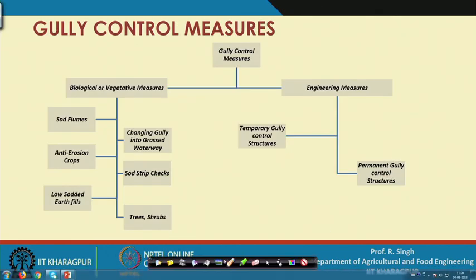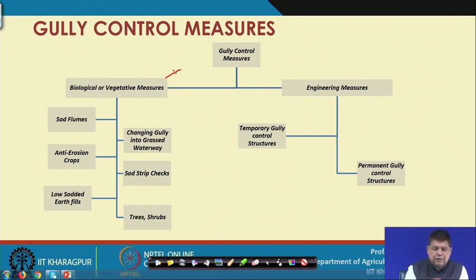Now, gully control measures, if we see, can broadly be classified into two categories: biological or vegetative measures and engineering measures. They are the two different sides. If you look at the biological or vegetative measures, there are several possibilities like sod flumes, anti-erosion crops, low sodded earth fills, changing the gully into a grassed waterway, sod strip checks, trees and shrubs. There are many possibilities utilizing which the gully can be controlled, and all these belong to biological or vegetative measures, because some kind of vegetation is involved in all of these.